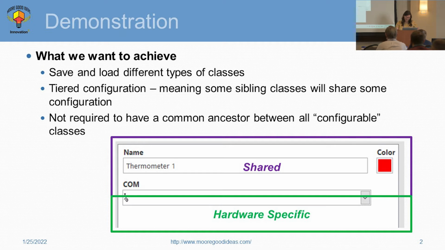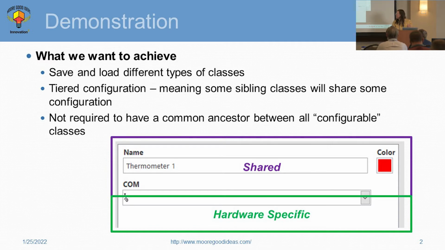But anyway, so we'll do a Modbus thermometer. I've added like 5 now. And we can set an IP address for this. And then we'll do another one that's I2C, and we can set a COM port.